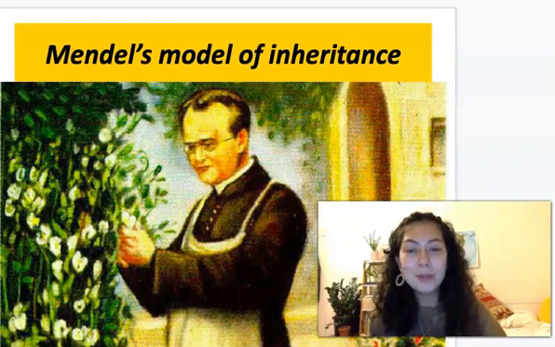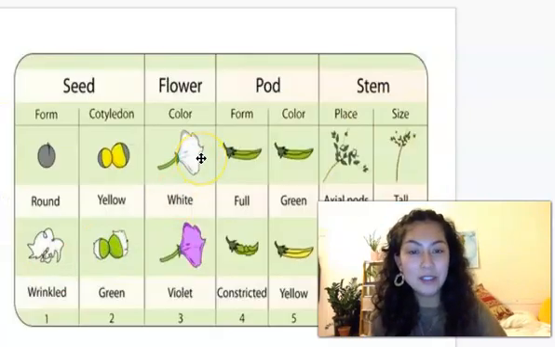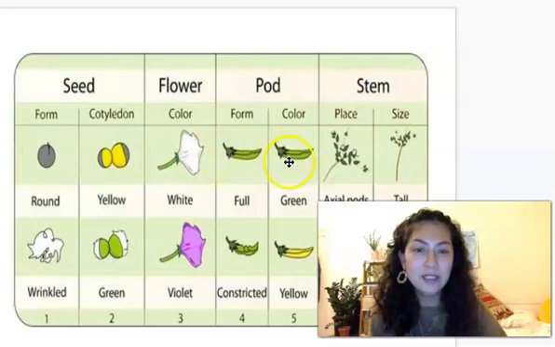When we're talking about these traits, whether it's height, that is known as a gene. When we're talking about the possible factors, whether it's long or short, this is known as the allele, different variations of that gene. Here are some of the things that he noticed: flower color, pod shape, seed shape, and so on.